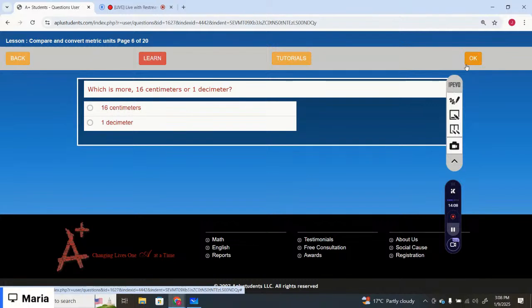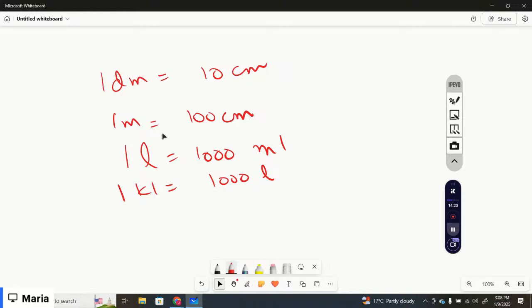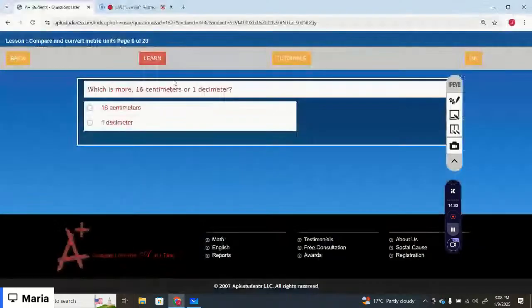Which is more, 16 centimeter or 1 decimeter? Which is the correct option? 1 decimeter equals 10 centimeter, right? So then 16 centimeter is more than 1 decimeter, right? Option number 1 is the correct option. 16 centimeter is more than 1 decimeter.